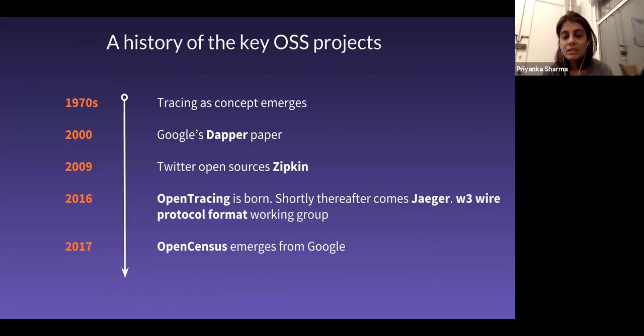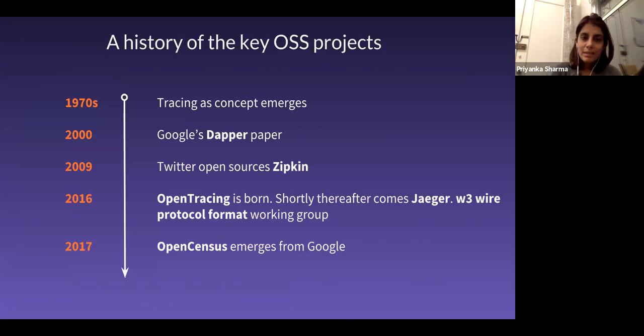Now, along the same time, after tracing and OpenTracing and Jaeger were around, came the W3C wire protocol format working group. This one is more relevant to the vendors and open source tracing providers than it is to end users, because this is about agreeing on a standardized wire protocol format so that it's easier for the vendors to interoperate. I will not be focusing much on this one because my focus is the practitioners in this conversation.